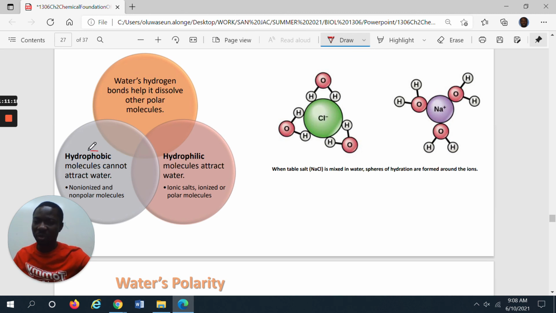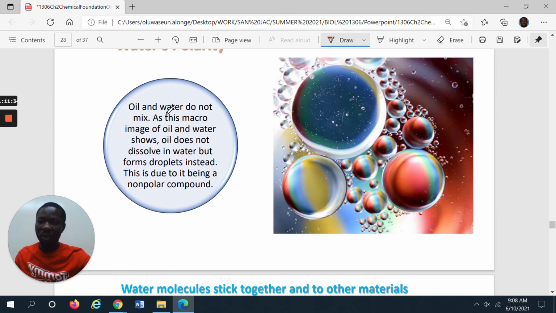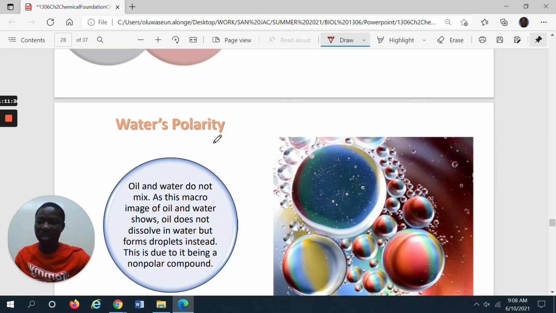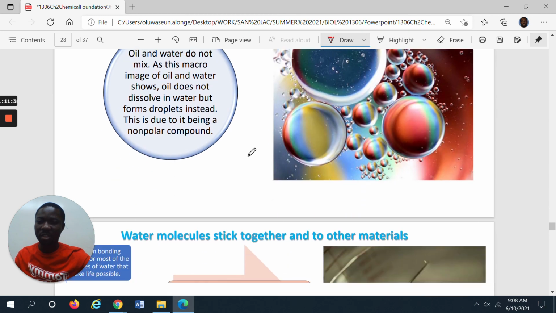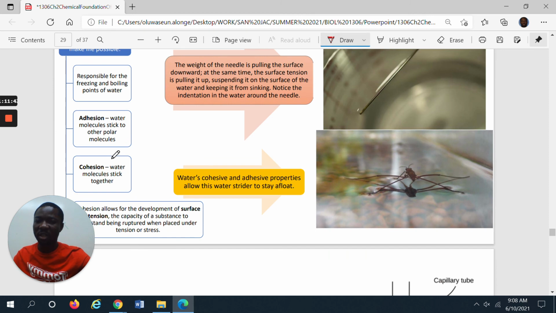Hydrophobic, from the word phobic, that's phobia, right? It means there is fear. So there are some molecules that are not friendly with water, like oil and fats. Hydrophilic means it is friendly, all right? So oil and water do not mix together, because water is a polar compound. Please read up on the properties of water.